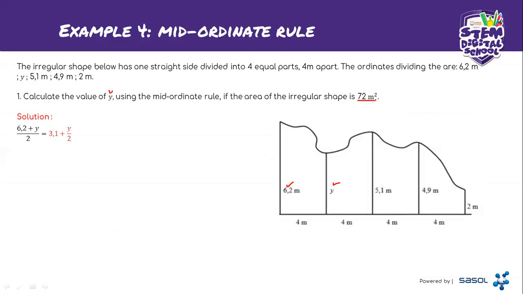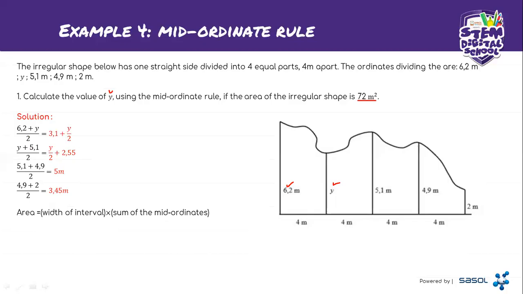Now, we first have to determine the mid-ordinates, right? You can see in this one is (6.2 + y) over 2, right? Now remember y is unknown, it is what we are looking for. So after dividing this by 2, you will have 3.1 plus y over 2. The second one is (y + 5.1) over 2, which is y over 2 plus 2.55. Then we have 5 meter there, 3.45 meter there.